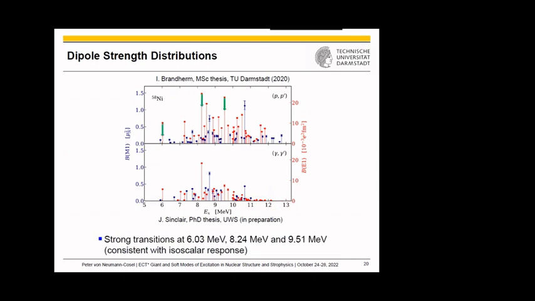Okay, one thing I want to remark is that some of the strongest transitions you see in the spectrum, isovector strengths now, agree at least within energy with what you see in the isoscalar probe I showed you in the beginning, the alpha alpha prime gamma. So it seems that these states which were prominent in the isoscalar channel are also prominent in the isovector channel.